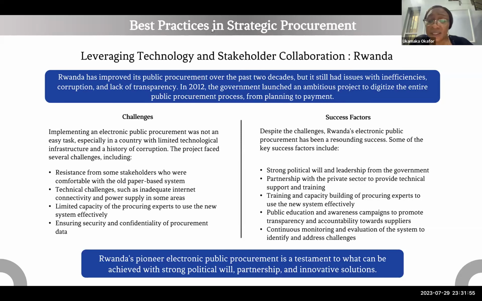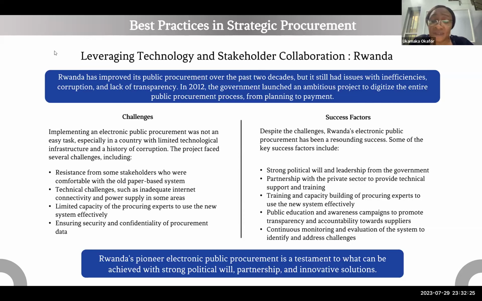But despite all these challenges, Rwanda's electronic public procurement has been a resounding success. Those that know Rwanda very well know that they've succeeded in so many things and they've gone beyond many African countries, despite the war and despite all the challenges that they had politically. They have bounced back, and they want to take over Africa as a whole. So even with the challenges, their procurement process is one of the best in Africa.